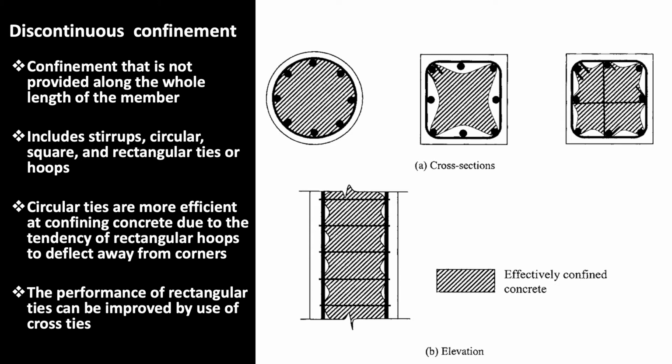Discontinuous confinement refers to confinement that is not provided along the whole length of the member. And this includes stirrups, circular, square, and rectangular ties or hoops. Studies have shown that circular ties are more efficient at confining concrete due to the tendency of rectangular hoops to deflect away from corners. However, the performance of rectangular ties can be improved by the use of cross ties, as can be seen on the slide.